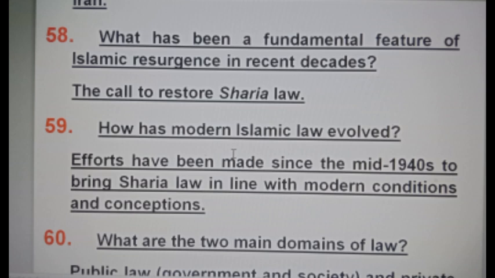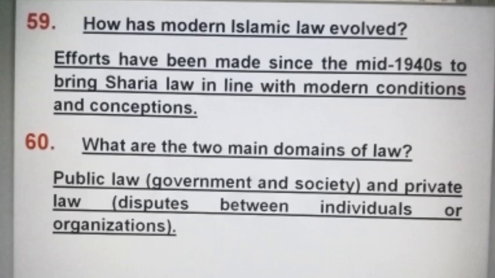How has modern Islamic law evolved? Efforts have been made since the mid-1940s to bring Sharia law in line with modern conditions and conceptions. What are the two main domains of law? Public law, that is government and society, and the second one is private law, that is disputes between individuals or organizations.